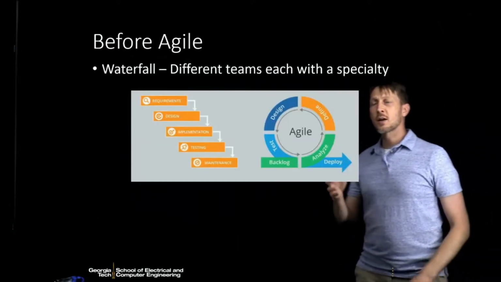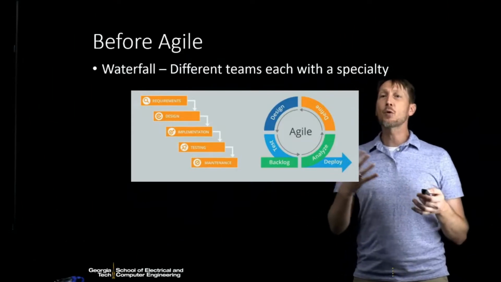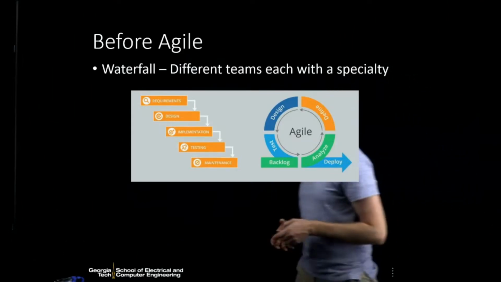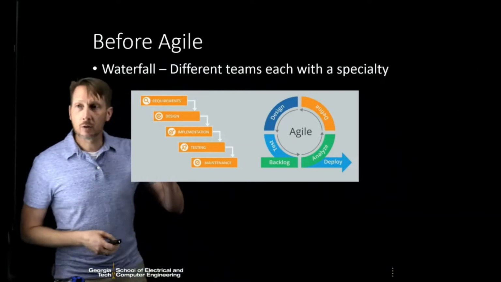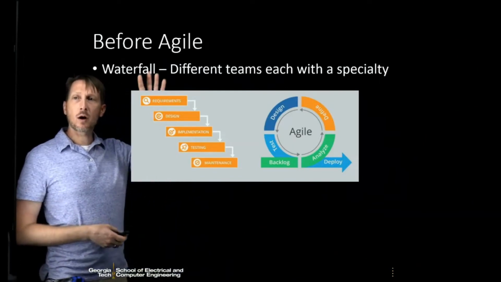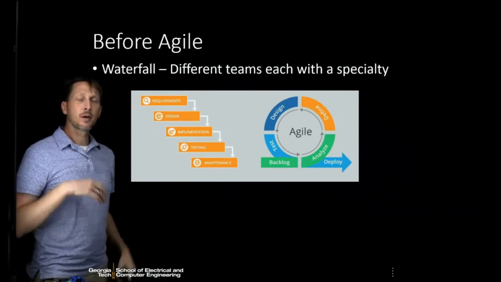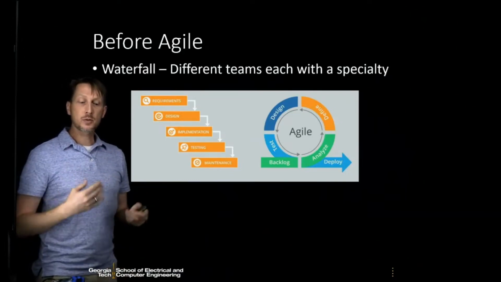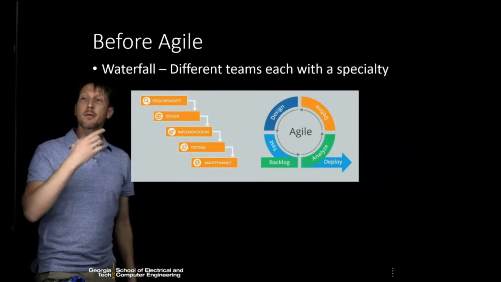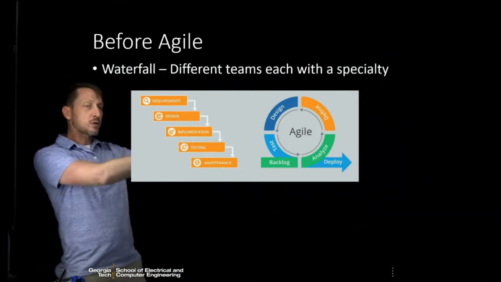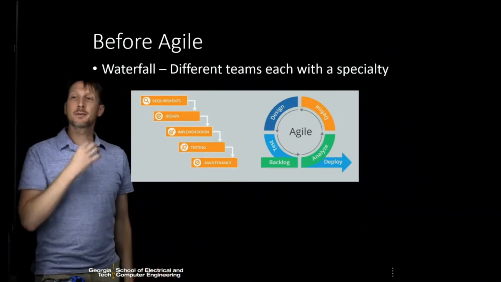We're going to start off by saying what happened before Agile. How did they do it before? Before, they used mostly what was called the Waterfall Process. In the Waterfall Process, at the very top, you had one team that would develop the requirements. This was usually a team of system engineers. They would then throw those requirements over the fence to the developers.